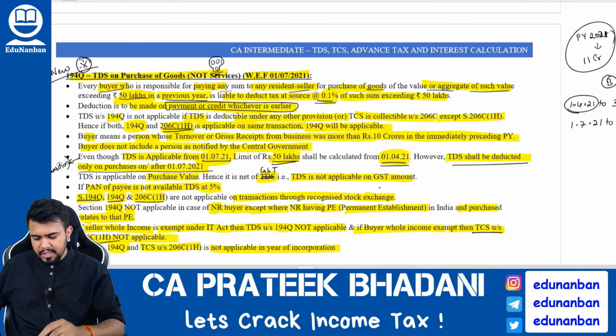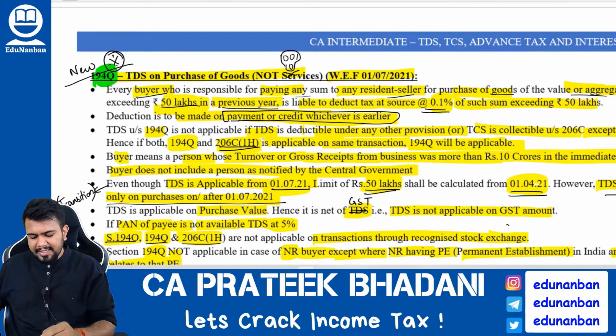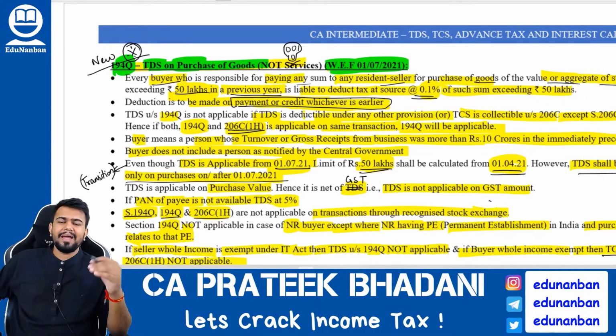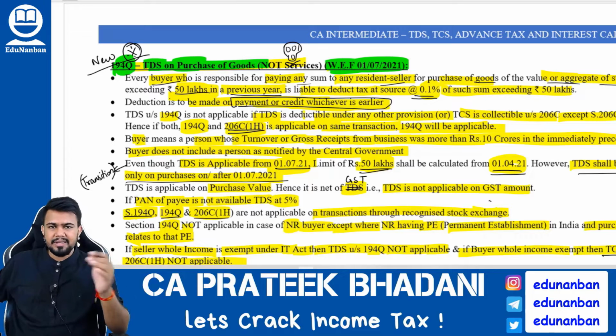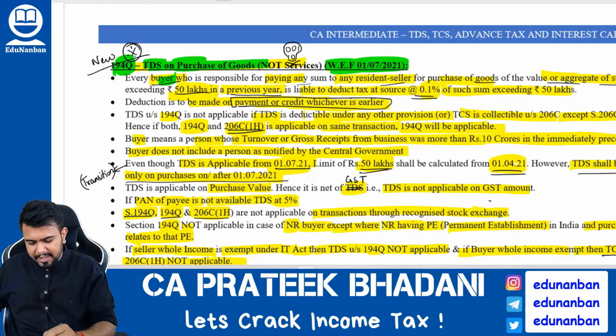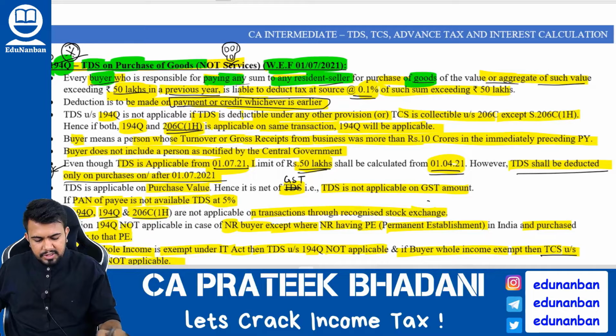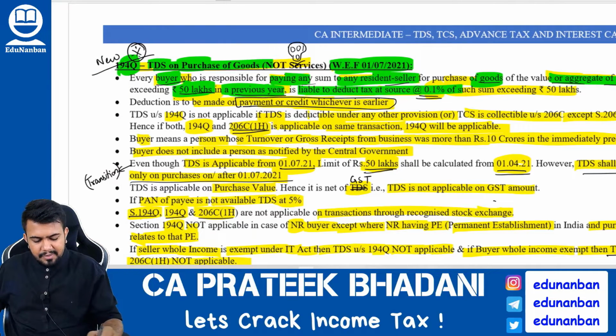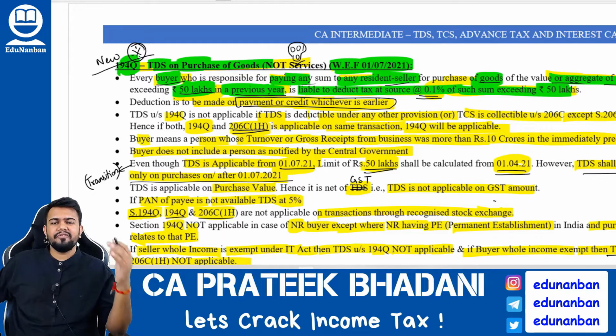Next, section 194Q, TDS on purchase of goods, and this has come into effect from 1/7/2021. So what happens now? If goods are purchased, then the person who is making the payment for the purchase has to deduct the TDS. Every buyer who is responsible for paying any sum to a resident seller for purchase of goods of the value or aggregate of such value more than 50 lakh rupees during a previous year is liable to deduct TDS at 0.1% on the sum exceeding 50 lakh rupees.